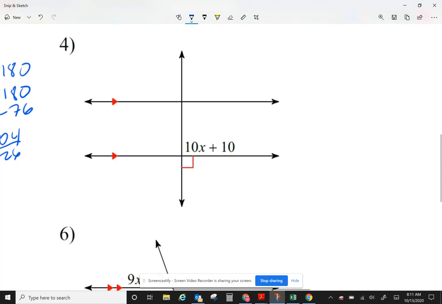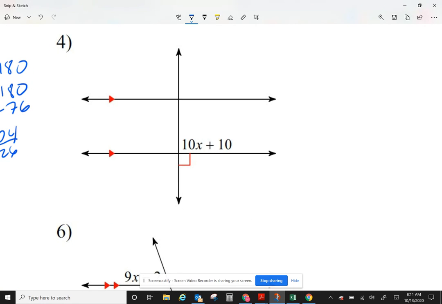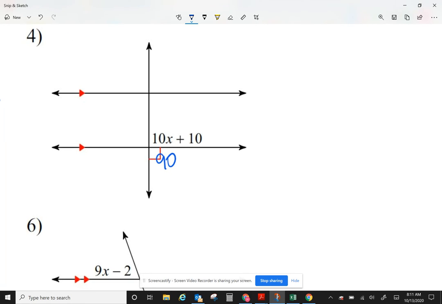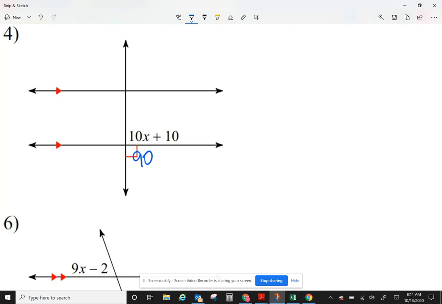Lastly, let's take a look at question number 4. That little box at the bottom basically represents 90. I'm going to write the number. That represents 90. So those two angles, in this case, are on the same side of a line. So I'm going to call them a linear pair. According to the linear pair, I must add the two angles. So let me just go 10x plus 10 plus 90, and they're going to equal 180.